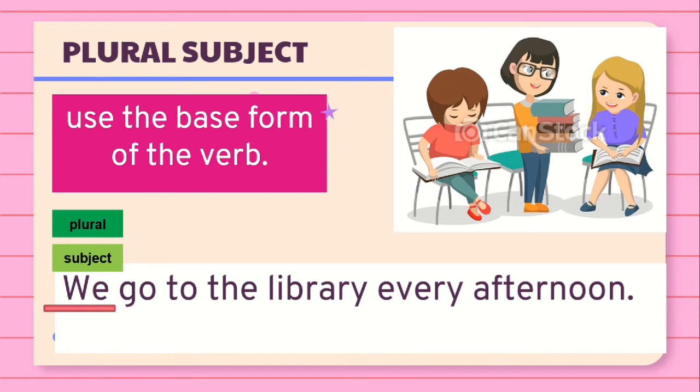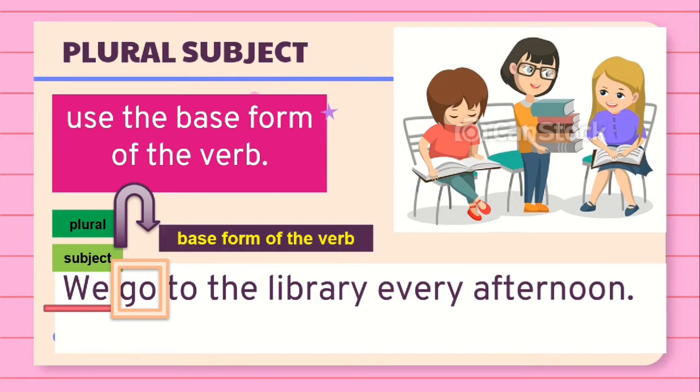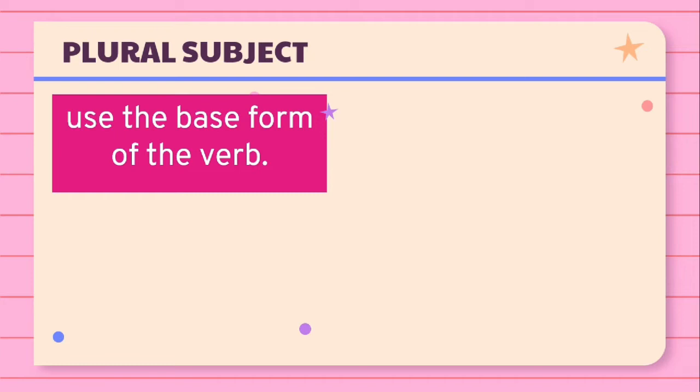And then notice for our verb here, we only use go. So go here is considered to be on its base form. So once we're going to have a plural subject in the sentence, you should be able to use only the base form of the verb. Now let's move on to our second sentence under the plural subject.